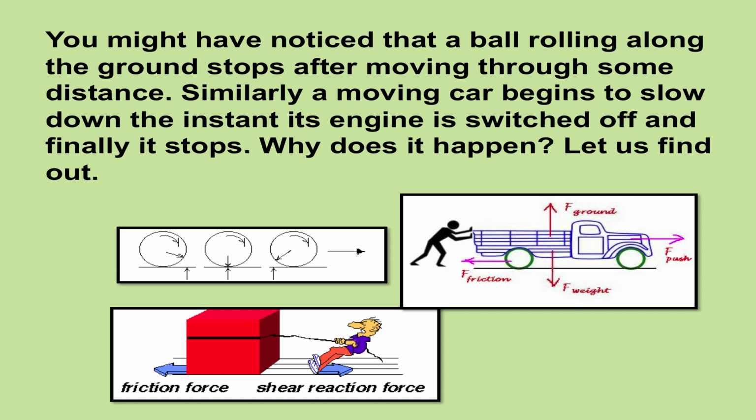You might have noticed that a ball rolling along the ground stops after moving through some distance. Similarly, a moving car begins to slow down the instant its engine is switched off and finally it stops. Why does it happen? Let us find out.